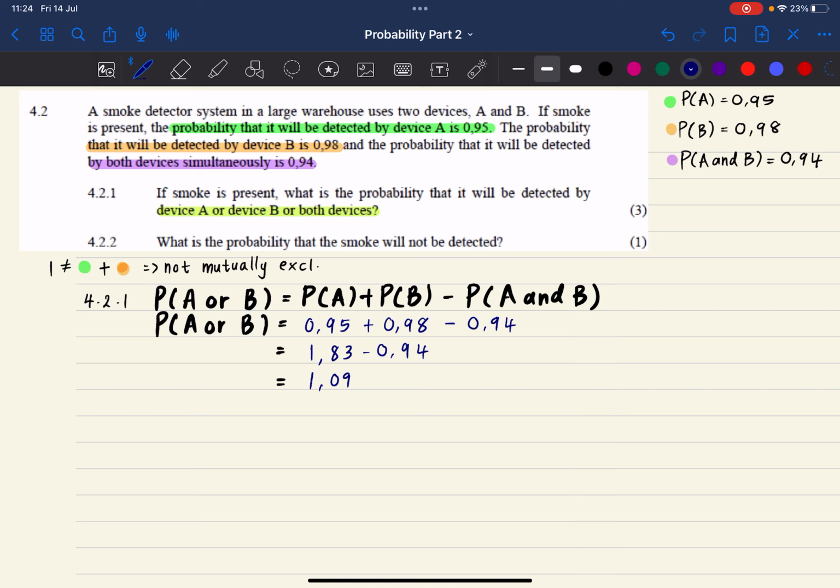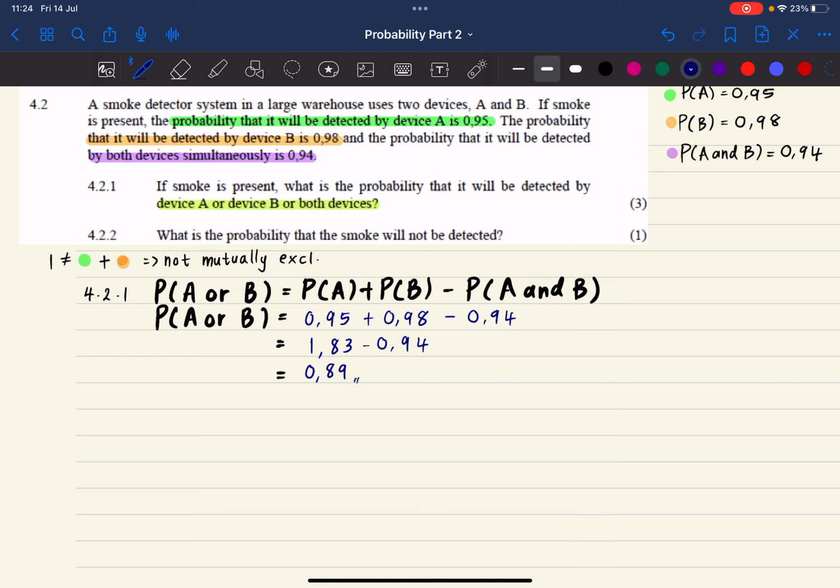1.09? No, man, it can't be. Let me just use my calculator, otherwise I'm gonna lose my mind here. 1.83 minus 0.94. Okay, 0.89.